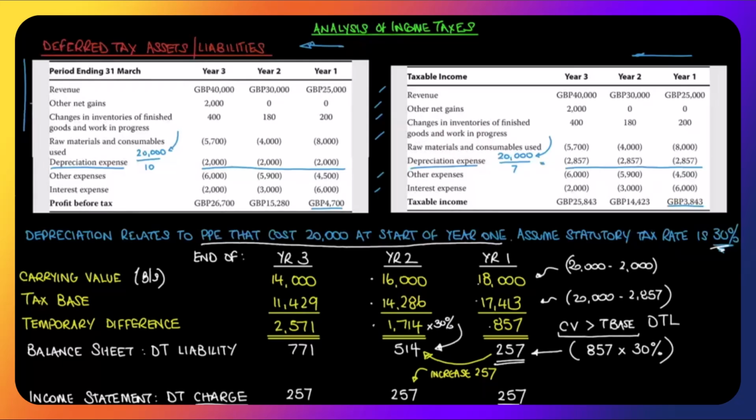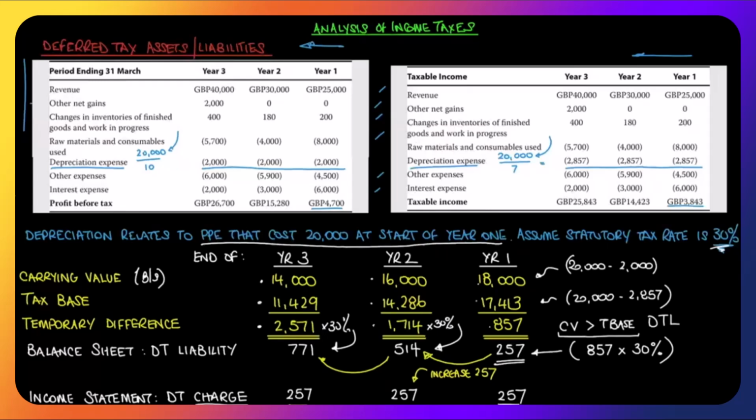And year 3 is going to look very similar. Carrying value is now down to 14,000. Tax base 11,429. Temporary difference is now 2,571 at 30%. DTL is 771. That is an increase of 257. A charge in year 3 of 257 for deferred tax. If that makes sense, you are easily good enough on calculating deferred tax assets, deferred tax liabilities.